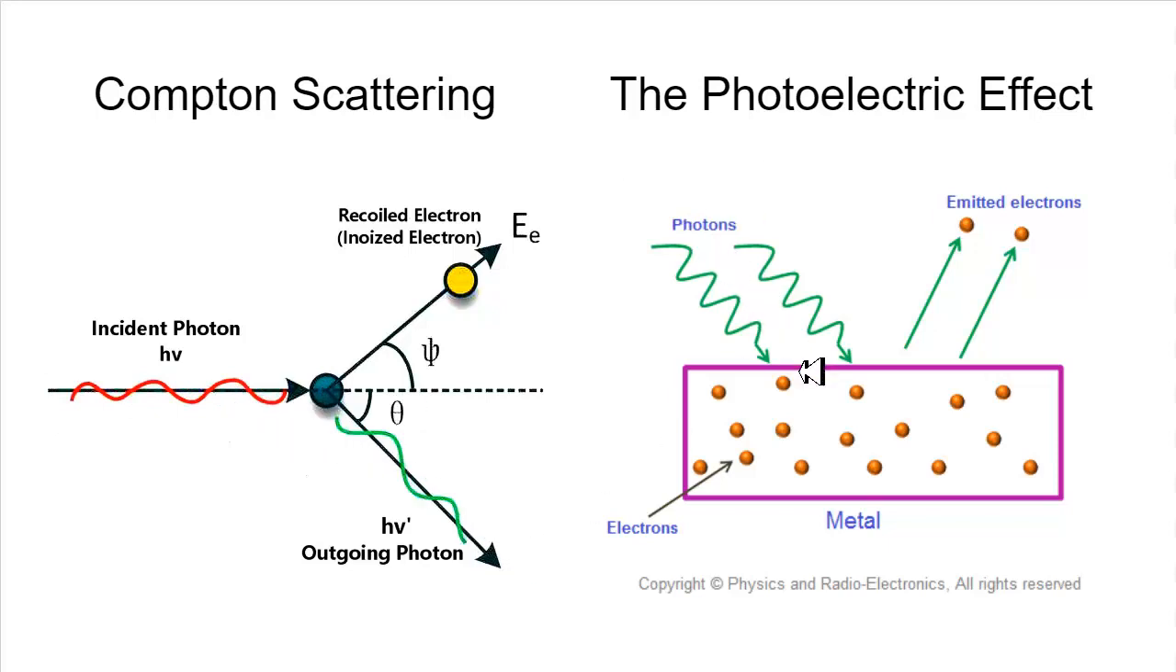Light is a wave coming in that's knocking the electrons off the metal, resonating them off the metal, and the electrons go flying off at a velocity. Okay.